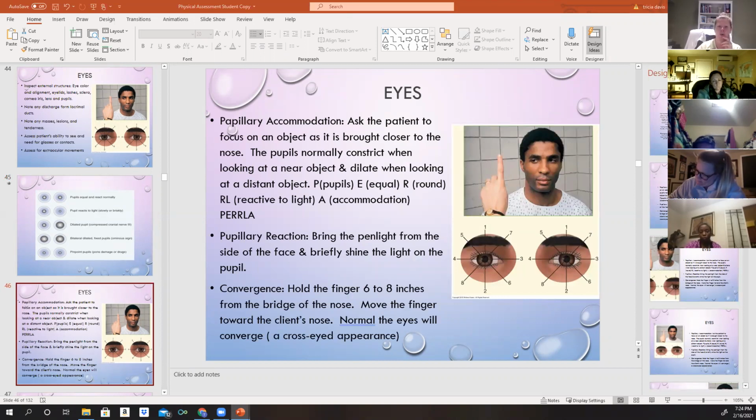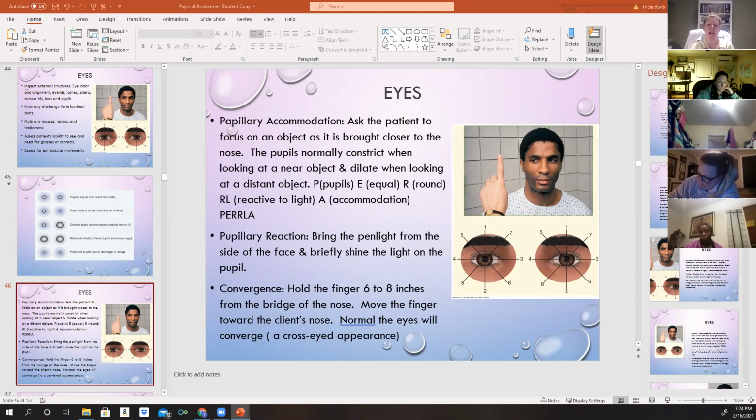So again, we are going to inspect those external structures: the eye color, the alignment, their eyelids, their lashes, their sclera, their lens and their pupils, looking for anything abnormal. You're going to note any discharge coming from those lacrimal ducts, and any masses or lesions or tenderness. Assess the patient's ability to see or their need for glasses or contacts. That's more so in the primary care setting.